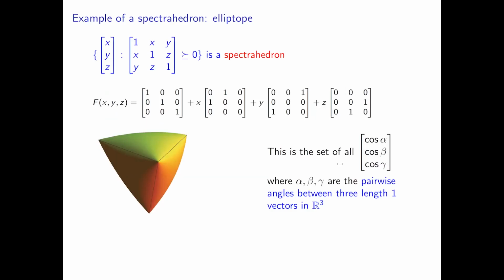Here is another very important spectrahedron. It's called the elliptope. This is what you can visualize. It's a set in 3 dimensions, so it has coefficients x, y, and z. It's the set of all x, y, and z for which this matrix is positive semi-definite. This matrix can be thought of as being created from F0, which is the identity, this is F1, this is F2, this is F3. And if you think about it, this turns out to be the set of all vectors of the type cosine alpha, cosine beta, cosine gamma, where alpha, beta, gamma are pairwise angles between 3 unit length vectors in R3.